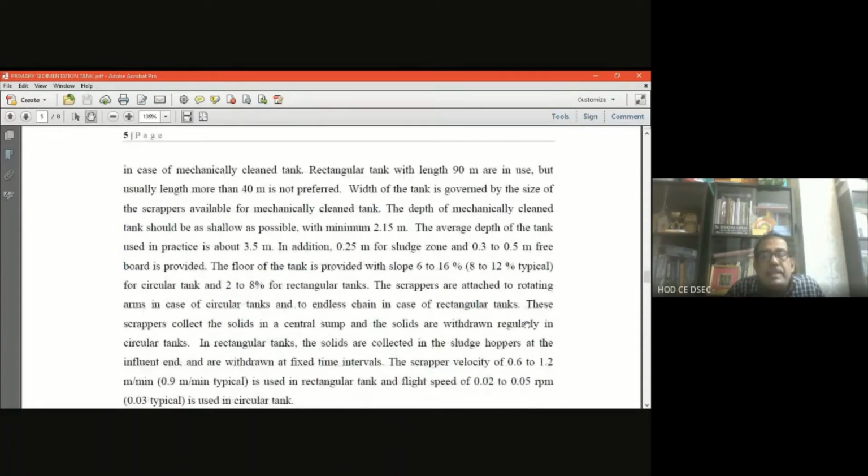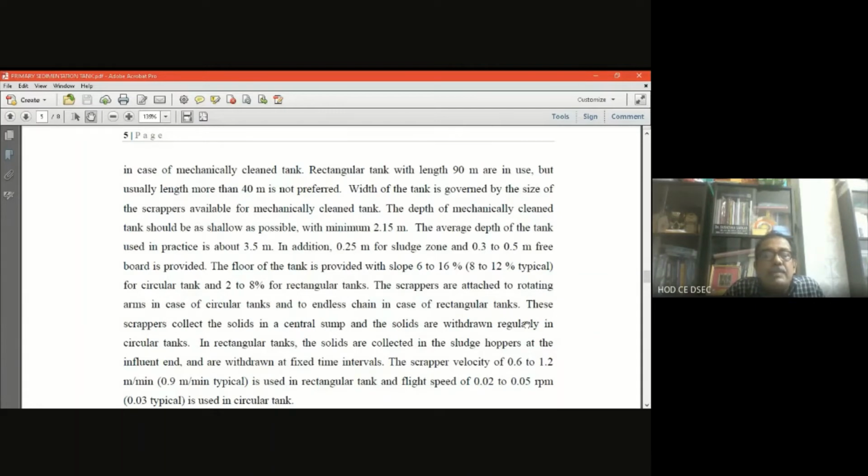And in case of the rectangular tank, the maximum length in use is 90 meter, but usually it should not be more than 40 meter. It is preferred that the length of the rectangular sedimentation tank should not be more than 40 meter. And how would you decide the width of the tank? It depends on the size of the scraper for mechanical cleaning of that tank.